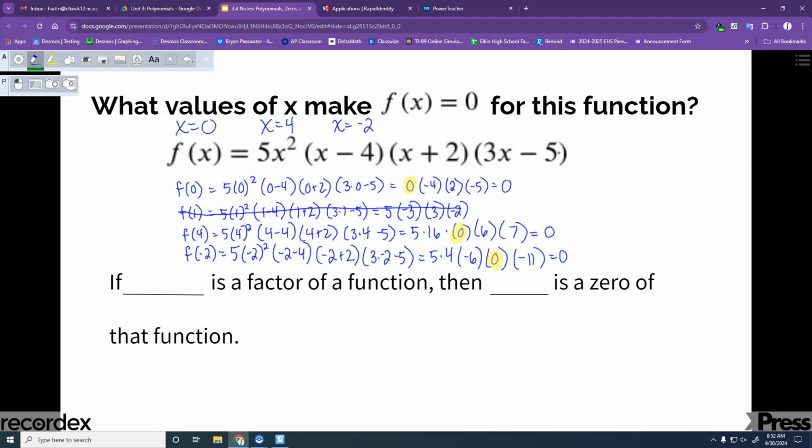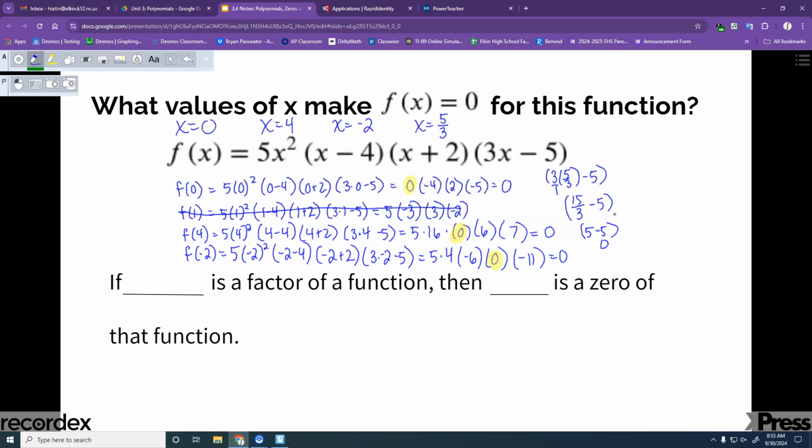The other one that's going to work, and I'm not going to work through how to do this just yet because we're going to get to that, is x equals 5/3. And the reason that 5/3 works is because when I plug it in right here, 3 times 5/3 minus 5 is going to give me, if I multiply those together, 15 divided by 3 minus 5. 15 divided by 3 is 5. 5 minus 5 is 0. So 5/3 works as well.